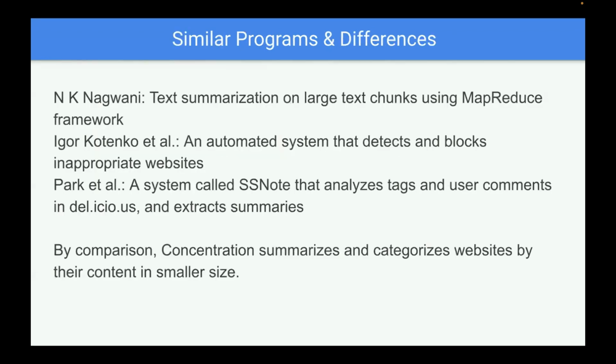In the past, there were some studies that were similar to our project. For example, there was one project that uses the MapReduce framework to summarize large text chunks. There was also an automated system that identifies and blocks inappropriate websites, and another system called SS Notes that analyzes and summarizes tags and user comments. Our project works on smaller web content and uses the summary to categorize the websites.